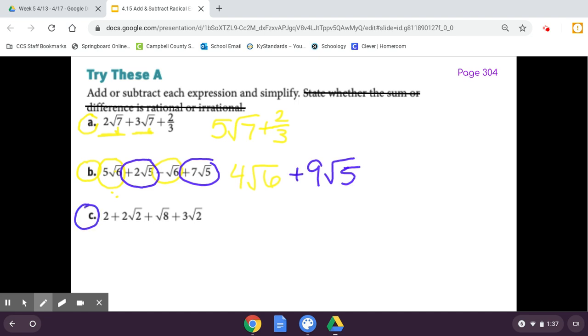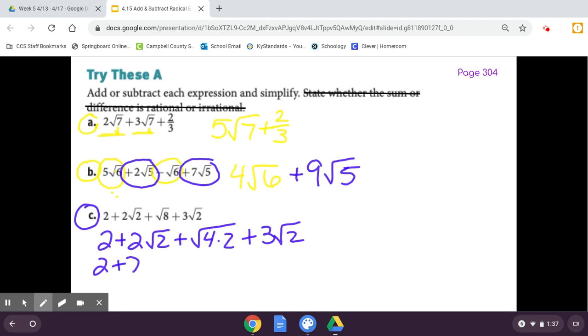All right, now C's gotten a little bit more challenging. So this square root of 8, we're able to pull a perfect square root out of that one. So we need to go ahead and do that before we can actually do anything else with this problem. So we have 2 plus 2 square root of 2 plus the square root of 4 times 2 plus 3 square root of 2. I also know that I can rewrite 4 times 2 under the radical as the square root of 4, which is 2, times the square root of 2, plus 3 square root of 2.